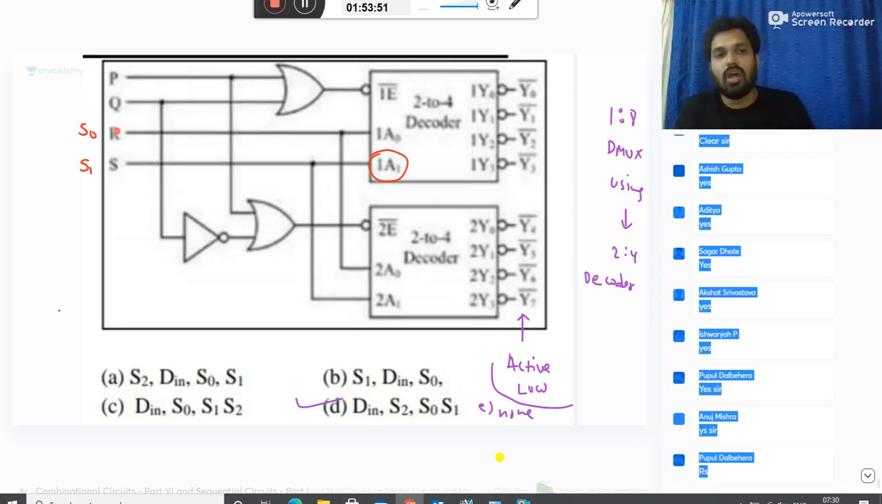Okay. So R should be S0. S should be S1. Why R S0, sir? Here 0, 1. Given na order. You should follow that. A not A.